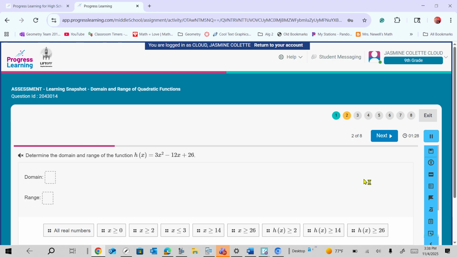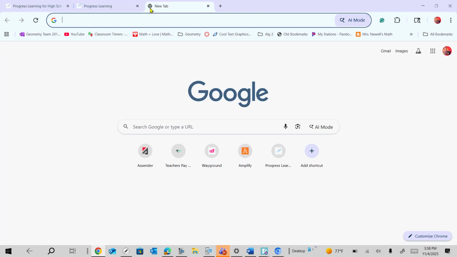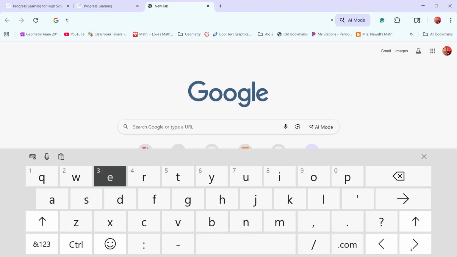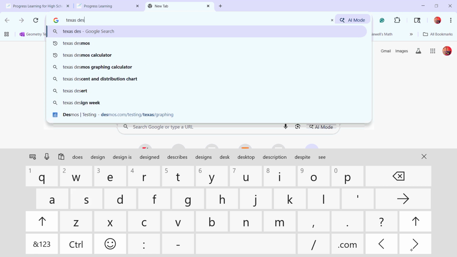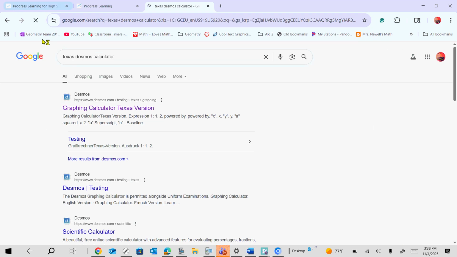All right, so you're gonna need to go to Desmos calculator. Hold on, let me show you where that's at. So you go to Texas Desmos calculator. There it is right there.